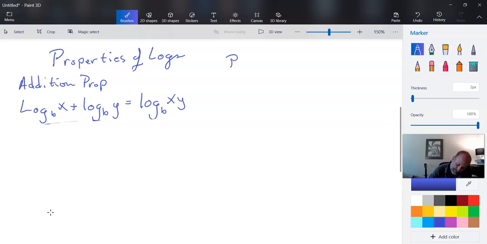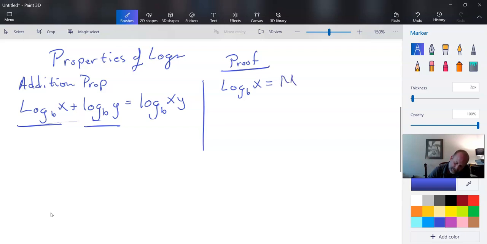So here's our proof. So we're going to start with these two quantities, and I'm just going to assign them a value, right? I'm not picking a number, I'm picking a letter to assign the value. It just makes the proof a little easier. So we're going to say log base b of x, and I'm just going to call that m for the moment. And then we have log base b of y, and I'm going to call that capital N.